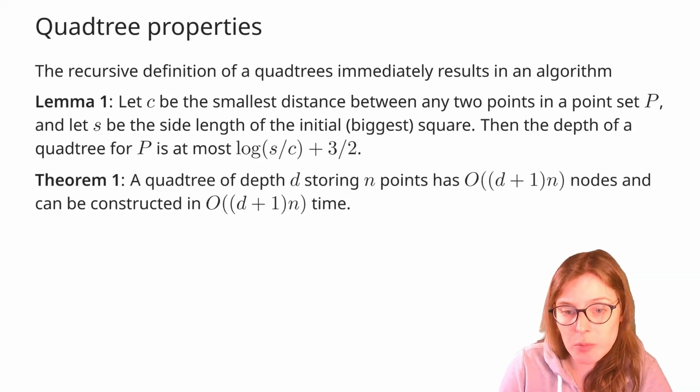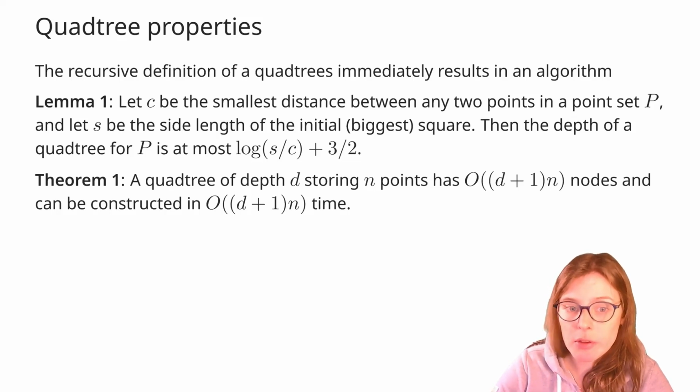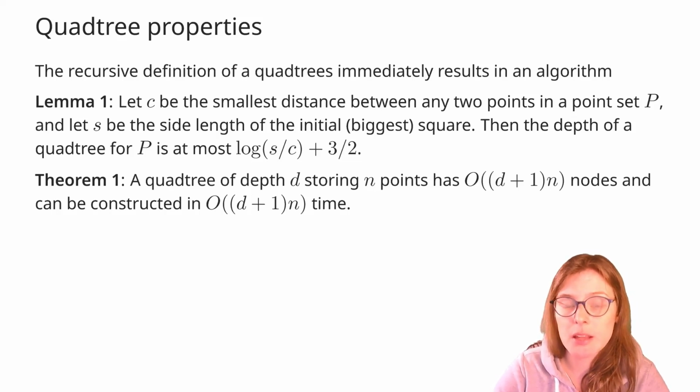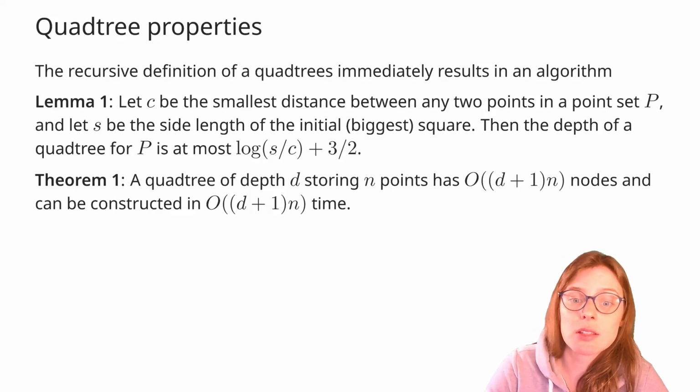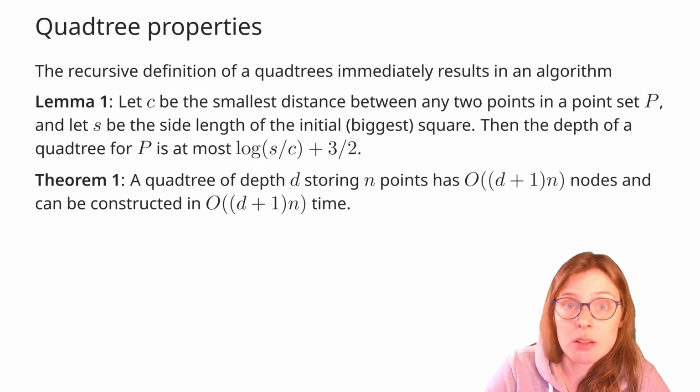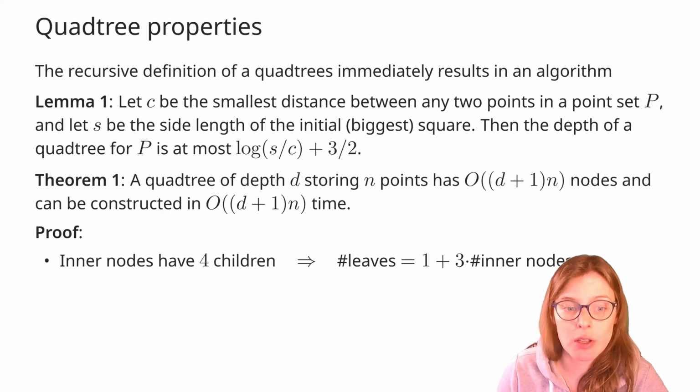Now we know how to limit the depth of the tree. If d is the depth of the resulting quadtree that is built on a point set consisting of n points, then it will have big O of d plus 1 times n nodes and can be constructed in the same big O of d plus 1 times n time. The proof of this is the following.